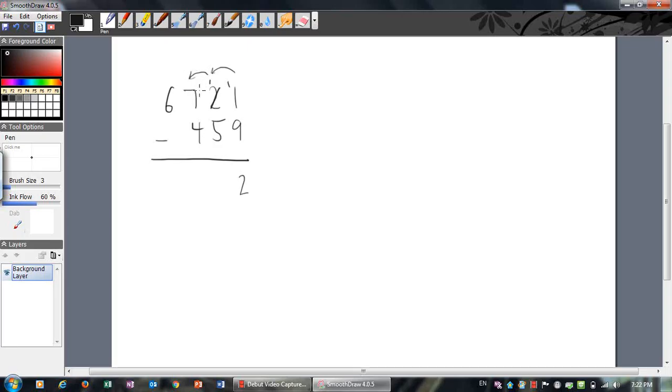So we need to borrow from this 7. I'm just going to delete that because it's in my way. So if we borrow 1 from the 7, that becomes a 6. And the 1 comes over to here. This now becomes 11 because we've borrowed 1 from the tens column over here. So 11 minus 5 is 6. In the hundreds column here, 6 minus 4, we can do that. That's nice. 2 and 6 minus 0, there's like a 0 there, is 6. And so your answer is 6,262.